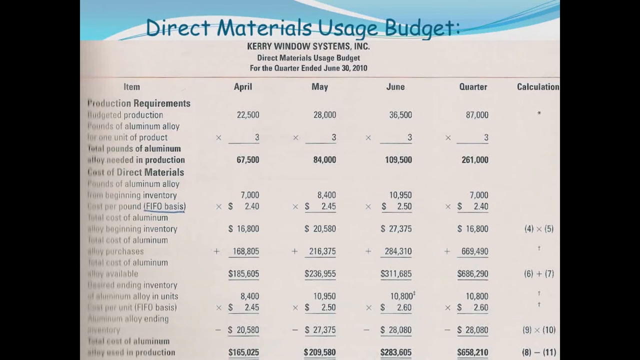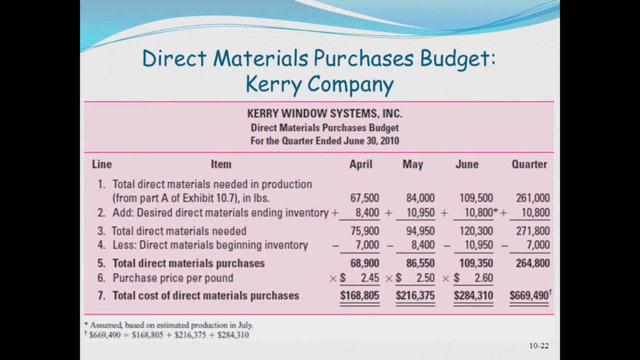The total cost of the aluminum purchases comes from the purchases budget. The way you calculate that is how many units you need to produce the goods that you want to produce. So I believe in April we're producing 22.5 and you need 3 per. So that's how you got that number. Plus you know you need some units with the inventory you want to end with. This tells you how much direct materials you need in total, minus whatever you had in inventory from the last period. So you know you need to purchase 68,900 units. What you need for production, what you need for inventory, minus what you already have in inventory. That's the total number of units.